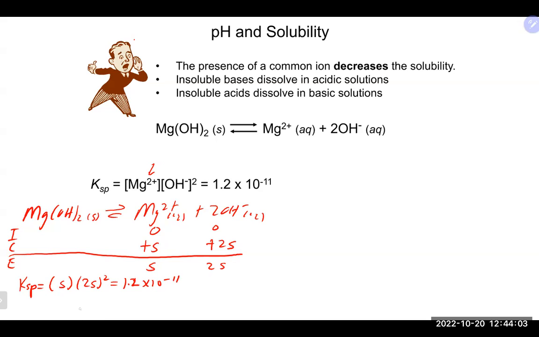That is 4S squared, 4S cubed, I hope. Yes, 1.2 times 10 to the minus 11. Dividing the 4 to the other side, 1.2 times 10 to the minus 11 divided by 4 gives us S cubed is equal to 3 times 10 to the minus 12. Taking the cube root here, again, you could go caret parentheses 1 divided by 3. That gives us an S value of 0.000144.